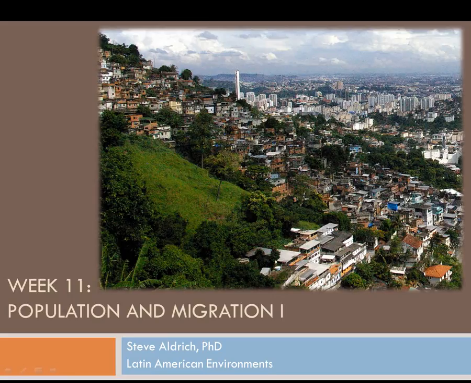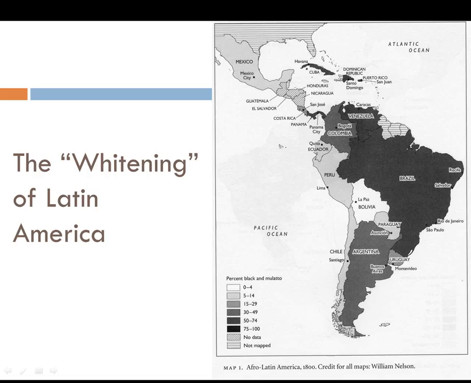But let's start with one of the big ideas in Latin America, and that's the idea that Latin America has become progressively, and the quotes are important here, whiter over time, more and more white. So in this case, a little bit ironically, darker shades on the map indicate a higher percentage of African populations, and this map on the right is going to change over time. The first map here is for 1800. So this is Afro-American Latin America in 1800, and it shows us the percent of black and mulatto or mixed race individuals as a proportion of the total population for each country.